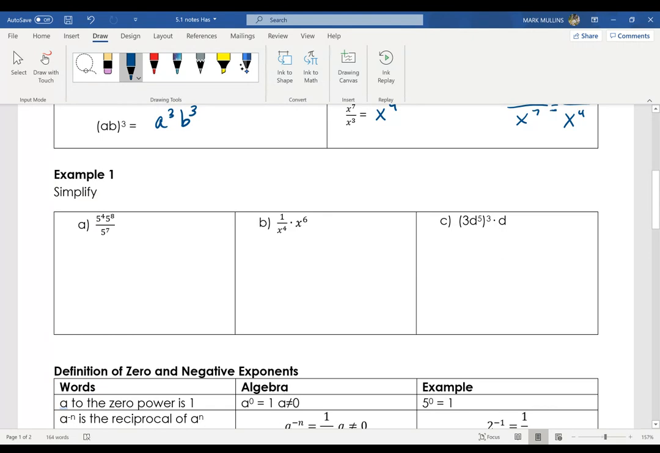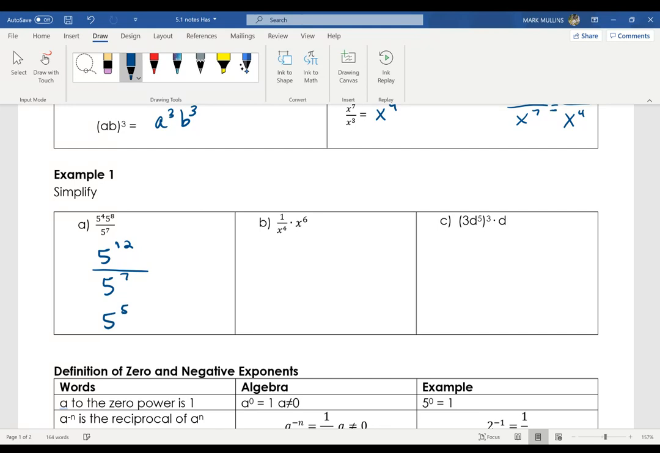There are lots of different ways to work out problems that have exponents. Generally speaking, in a problem like A, I like to simplify my numerator first and then worry about the denominator. So in my numerator, if I have 5 to the 4th and 5 to the 8th, I can go ahead and add those powers. Remember, I'm multiplying powers of the same base. And so 4 plus 8 would be 12. So I have 5 to the 12th power. Notice I'm only adding the 4 and the 8. I'm not changing the 5 at all. And then it's being divided by 5 to the 7th. So now I'm dividing, I can use that property where I subtract my exponents. And 12 minus 7 would be 5, so I have 5 to the 5th power.